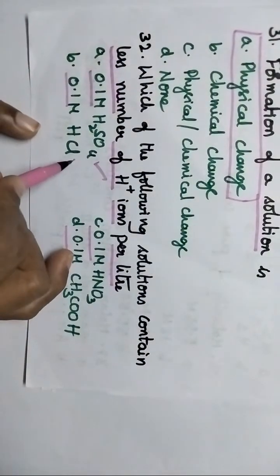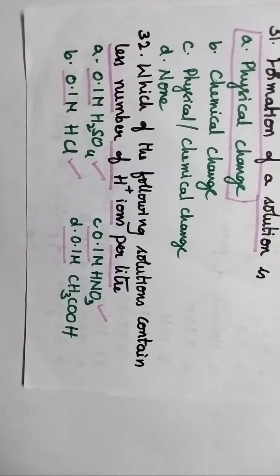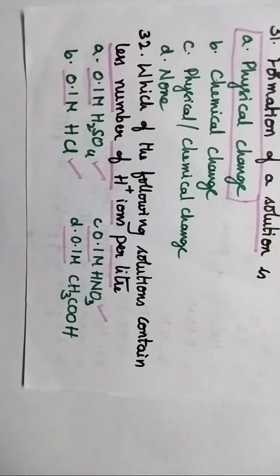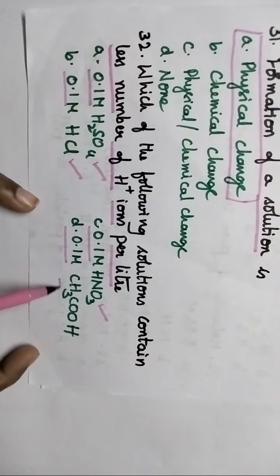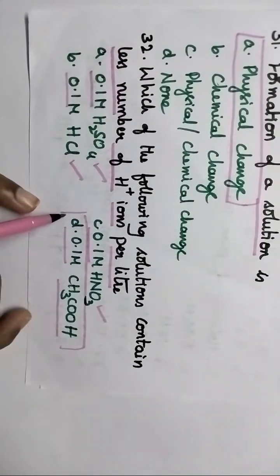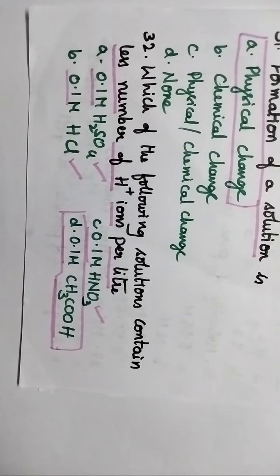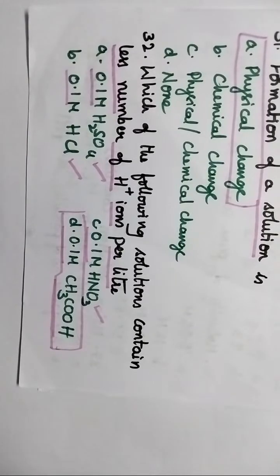All these are strong acids. They dissociate completely, so they produce more number of H plus ions. Coming to option D, it is acetic acid. It is a weak acid and it dissociates to a lesser extent and gives only a few H plus ions. So option D is the right answer. Suhani, very good.